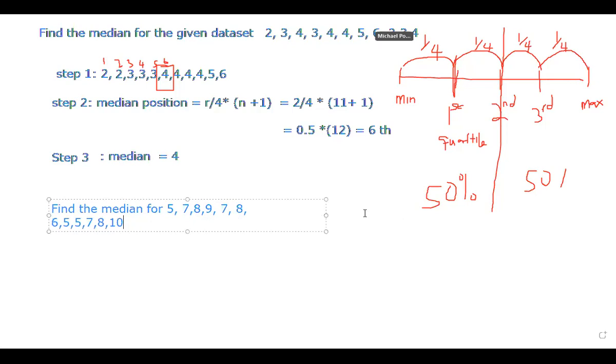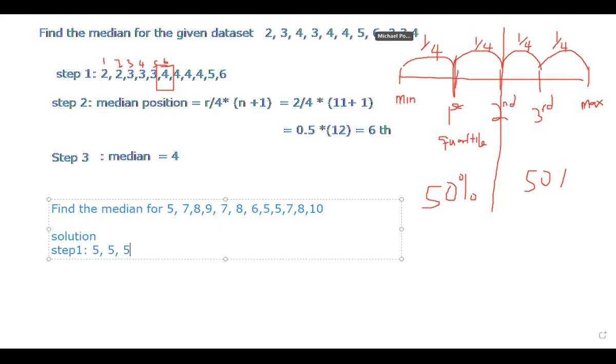So in our solution, the first step will be what? Step 1, we have to arrange the data in ascending order. So we have 5, another 5, a third 5, then a 7, another 7, a third 7, then 8, 8, 8, then 9, and I think we have 10.